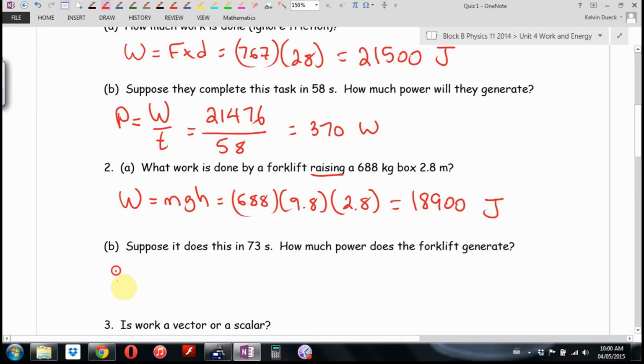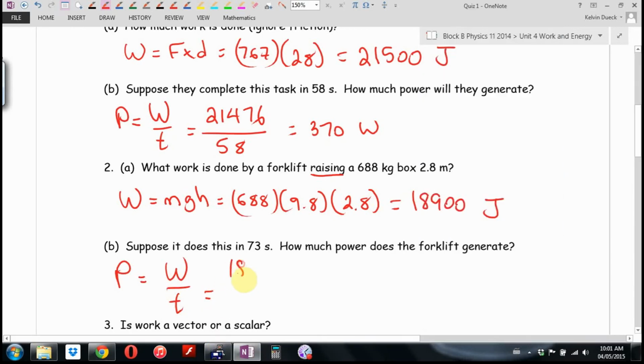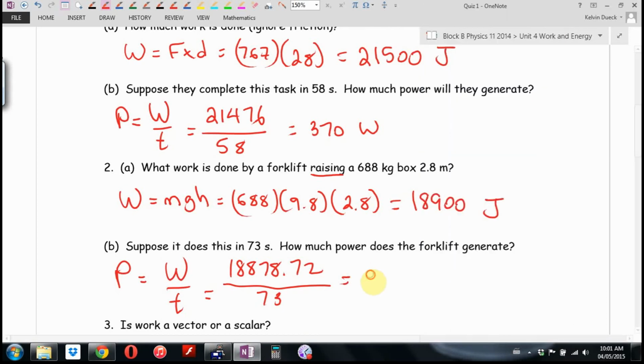Suppose it does this in 73 seconds. How much power? Well, power is work over time, which is going to be 18,878.72 divided by 73 seconds. 259 watts.